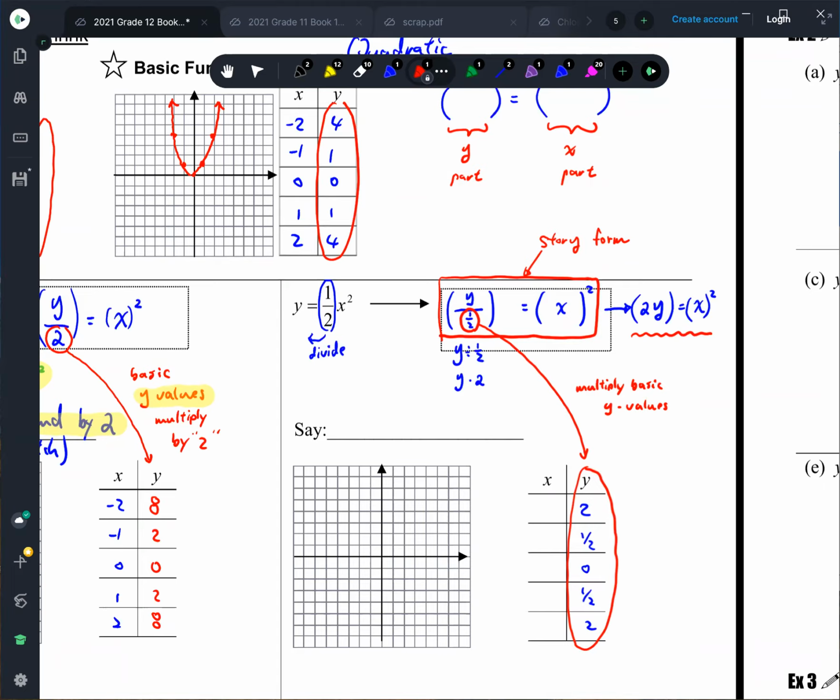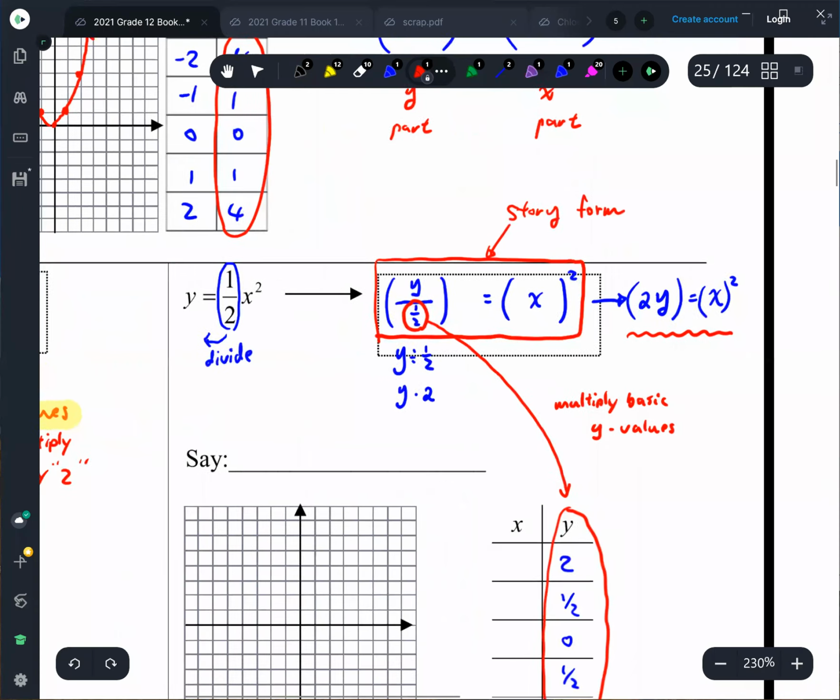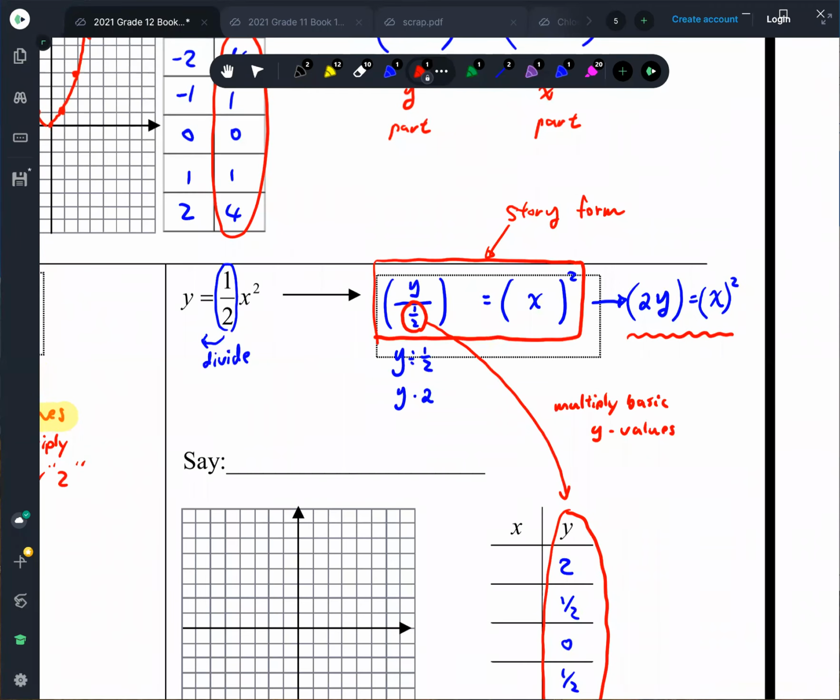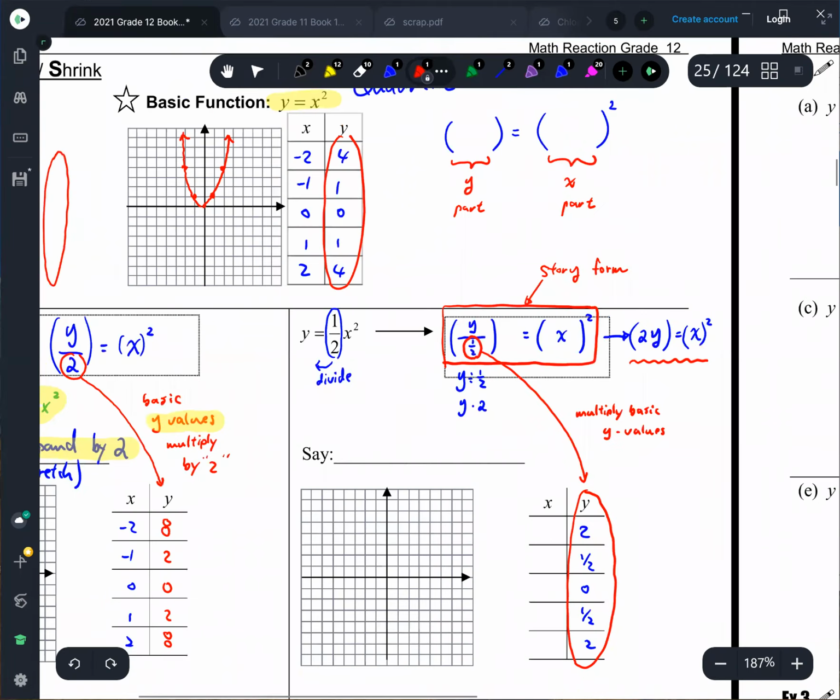Because it makes all the y values smaller, that means your graph will be shorter. There's nothing happening on the x part, right? Inside the bracket for the x, there's nothing extra. So x has nothing changed. It will stay the same as the basic, so we'll write it as -2, -1, 0, 1, 2. I'll keep it consistent and use the red color: 2, half, 0, half, and 2.